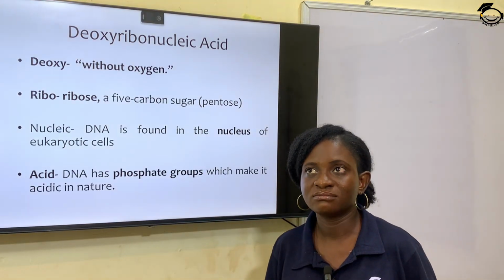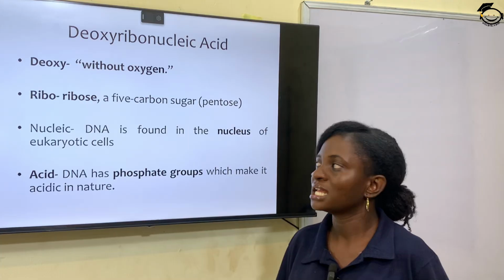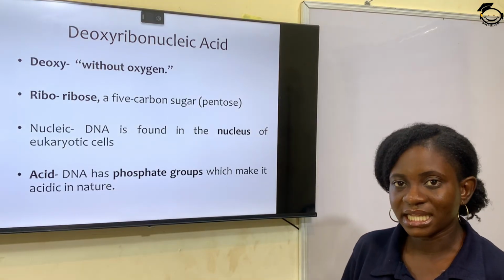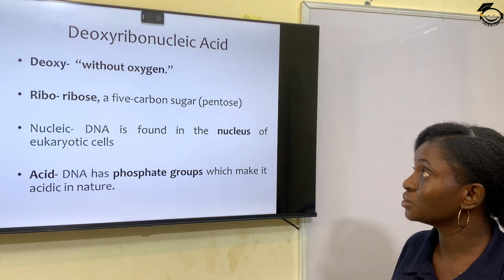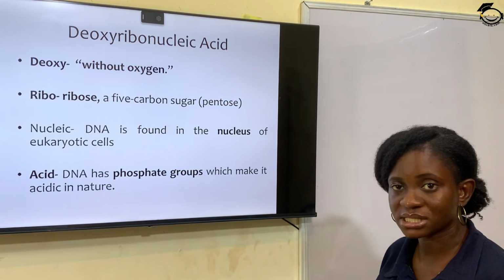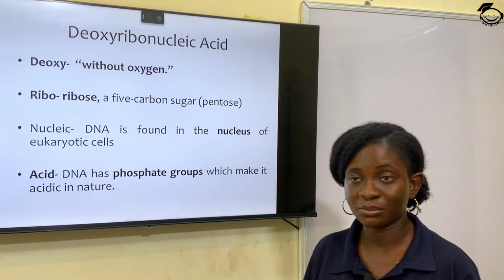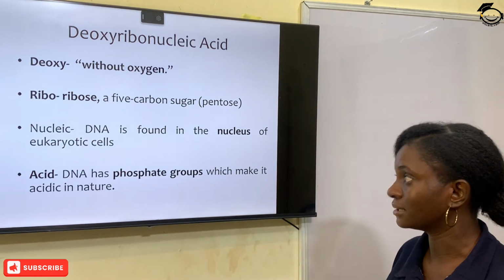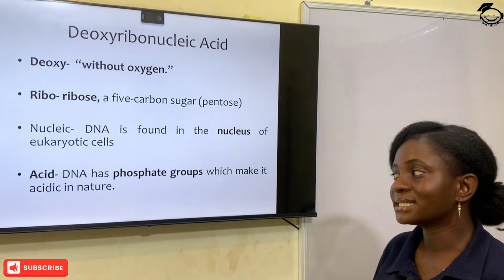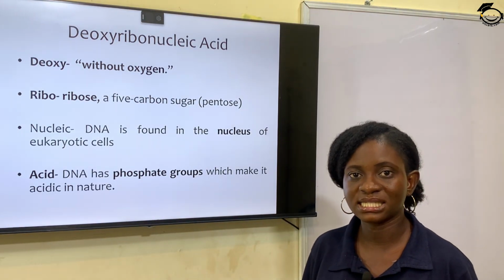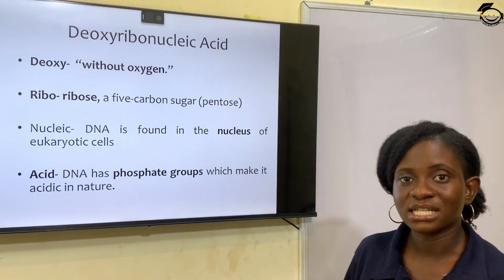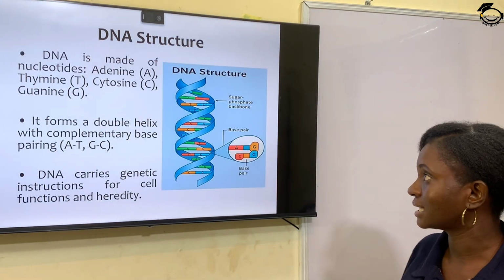There's no way we can talk about genetics and heredity without looking at what DNA is. DNA is short for deoxyribonucleic acid. Deoxy means without oxygen, while ribo means ribose, a 5-carbon sugar. Nucleic, because DNA is found in the nucleus of cells, while acid, because DNA is acidic in nature. Why? Because it has a phosphate group. Let's take a look at the DNA structure in the next slide.